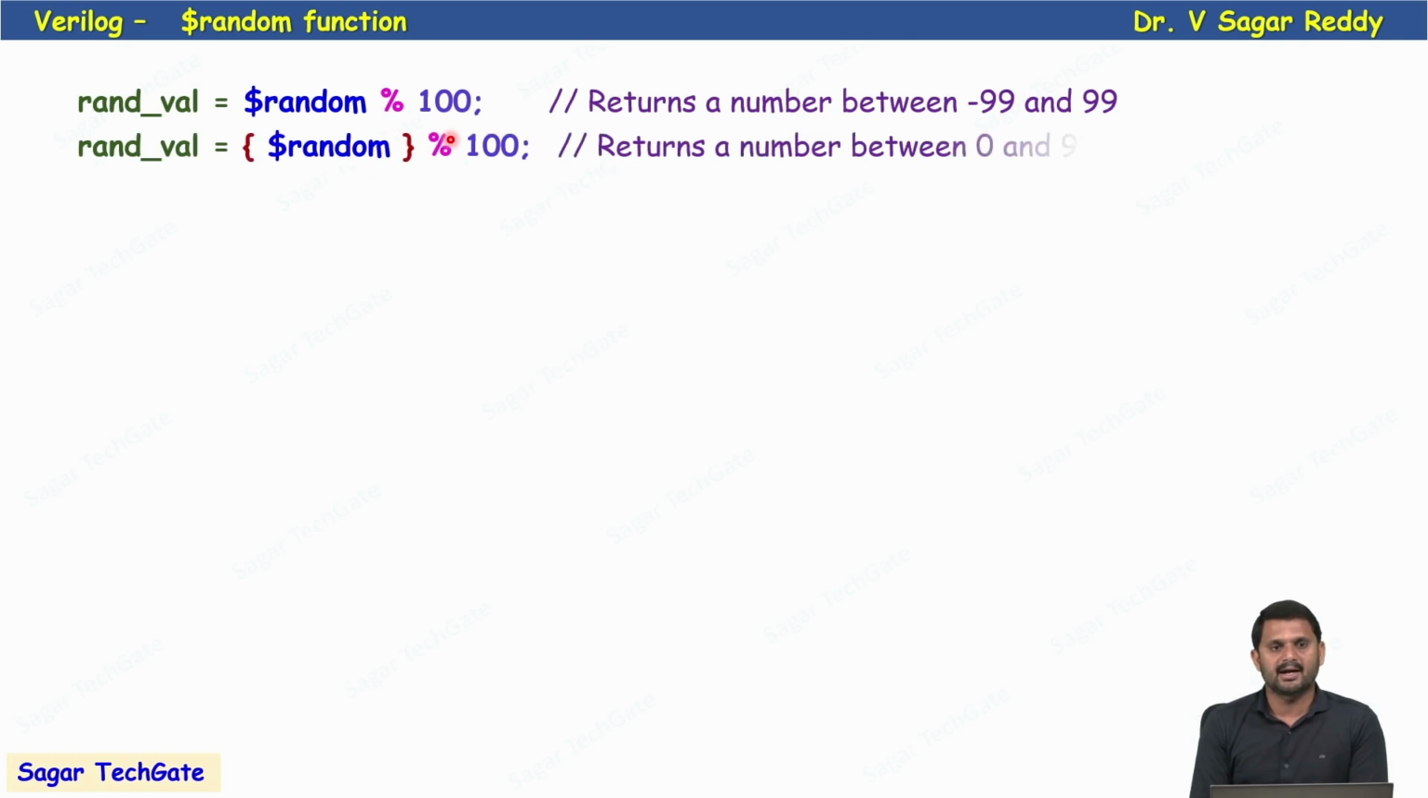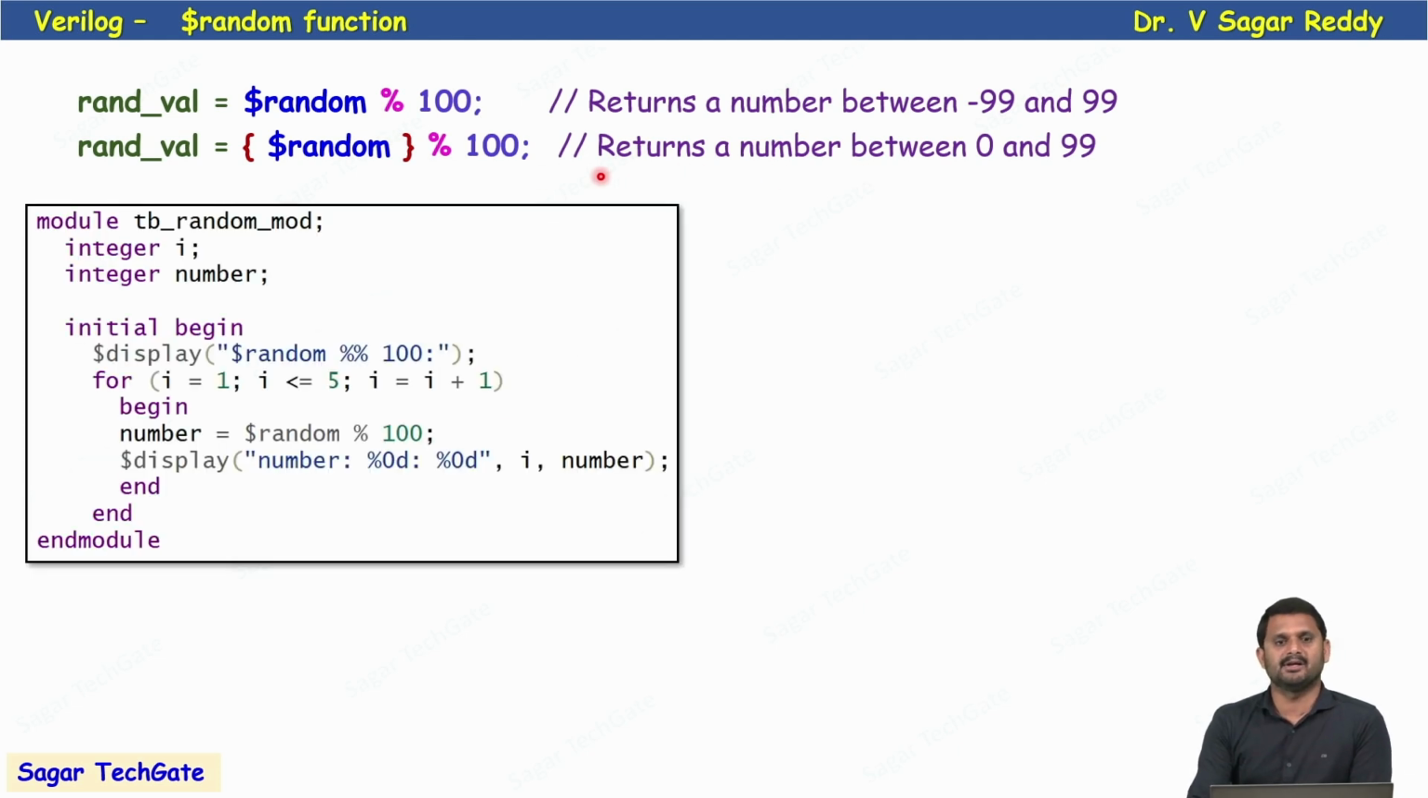Here, if I use a concatenation and write concatenation with the random number, then it returns only positive numbers, whereas it can return positive and negative in the first statement. But in the second statement, if you use the concatenation operator for this $random, it returns a number between 0 to 99 only. It returns only positive numbers.